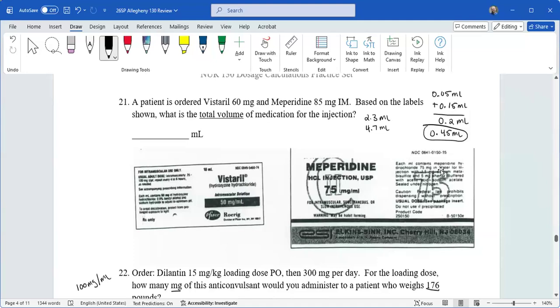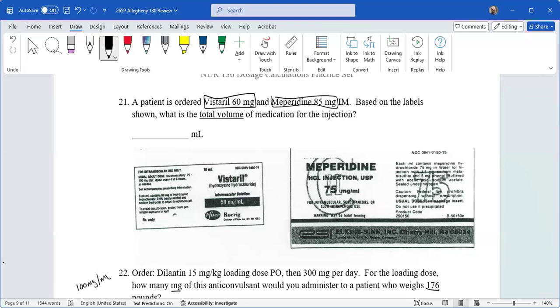All right. So for this mepridine question, we'll just go ahead and do it. Mia, since that was the second thing I said, I knew as soon as I said it I was saying it wrong. So we have two medications. We have Vistral, 60 milligrams, and Mepridine, 85 milligrams. All we're going to do is calculate the mL for this, the mL for this, and then add them together. Like I said, you guys know how to do this.